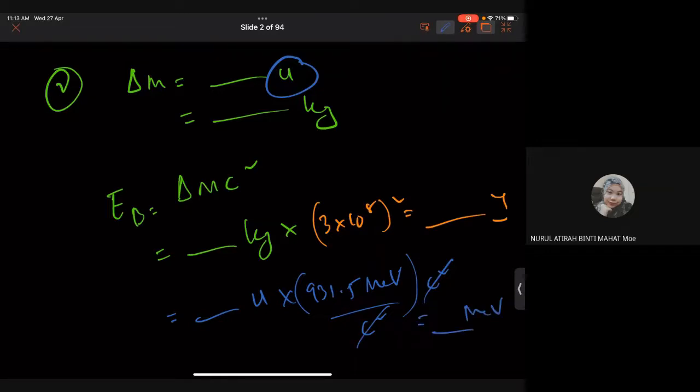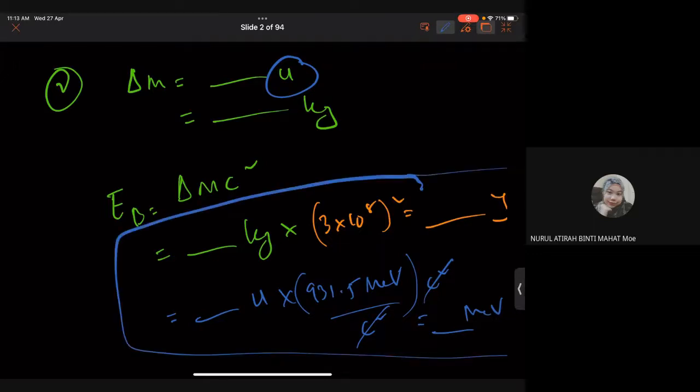So yang ini saya dah tekankan lah, kena hafal lah yang ini. Kalau you nak dalam joule, make sure you punya delta M dalam kg. Kalau you nak dalam MeV, so make sure you delta M you dalam U lah. So formula ni fix, jangan tak ingat formula ni.